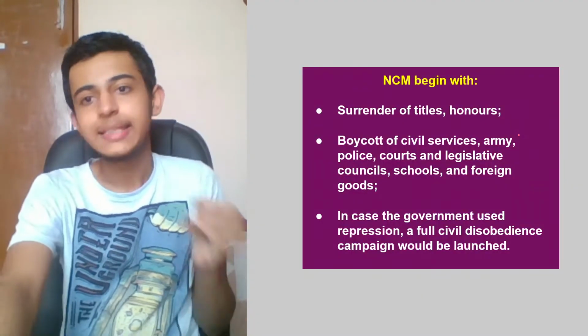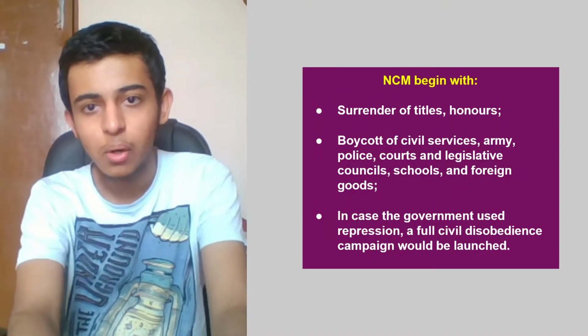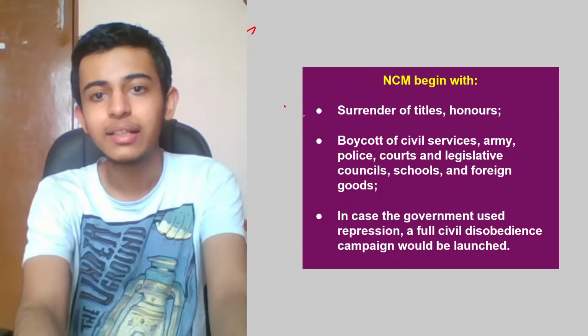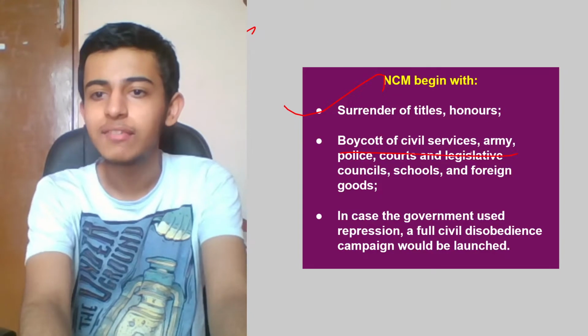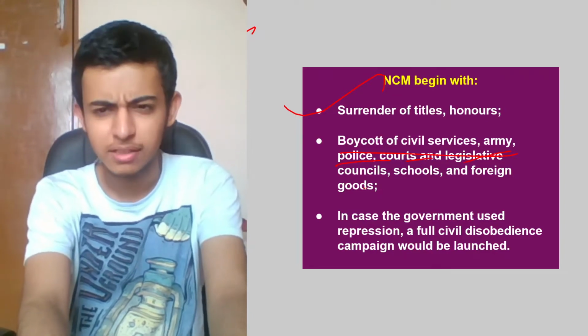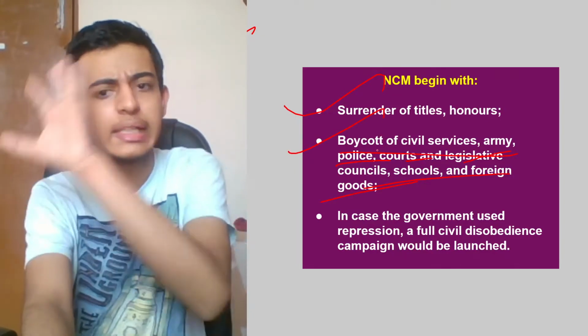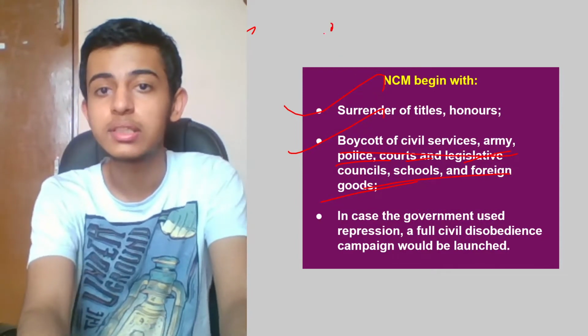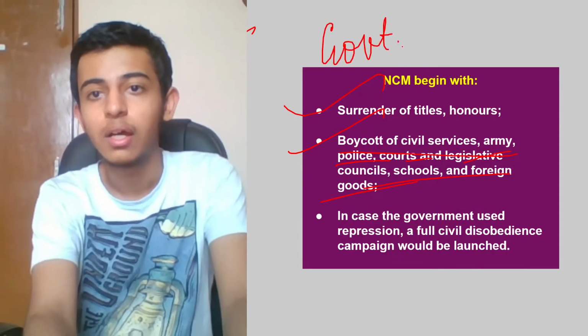Now, how did the NCM begin? Surrender of titles and honors. Okay, the titles that they used to have. Boycott of civil services, army, police, courts, legislative council. So we are boycotting all these things, all these government institutions.